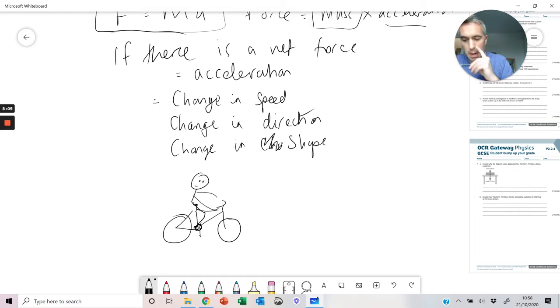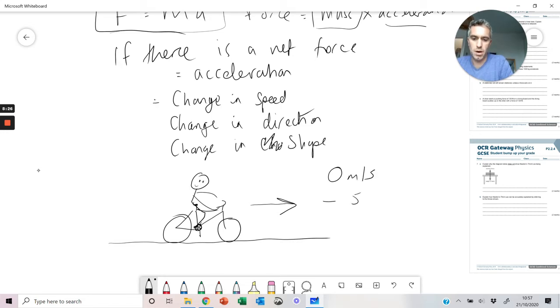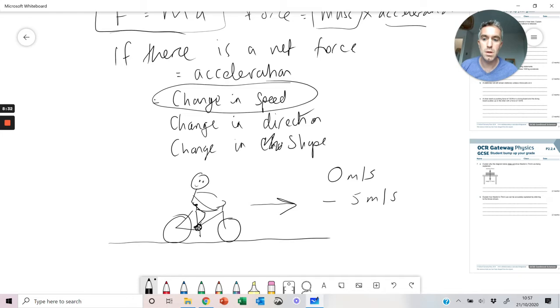His body's the wrong shape. Okay, so here's our cyclist. At the start, he is not moving at all. So, if he puts a force forward, his velocity goes from 0 meters per second up to, I don't know, 5 meters per second. That means he's got a change in speed, so therefore he is accelerating. Therefore there is a net force.